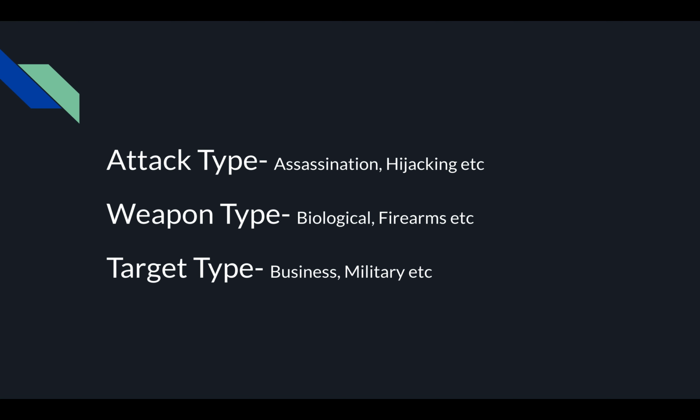Then we have attack type, weapon type, and target type. In attack type, we look at the type of terrorist attack this was. It could be assassination or hijacking or a bombing or some other similar terrorism attack. We also look at weapon type, which describes the type of weapon that the attackers used, which could be a biological weapon, chemical weapon, firearms, or some other sort of weapon, including unarmed attacks, of course. The target type was the type of location that was attacked. So that could be a business, a military installation, or a place of worship, or any other type of location.